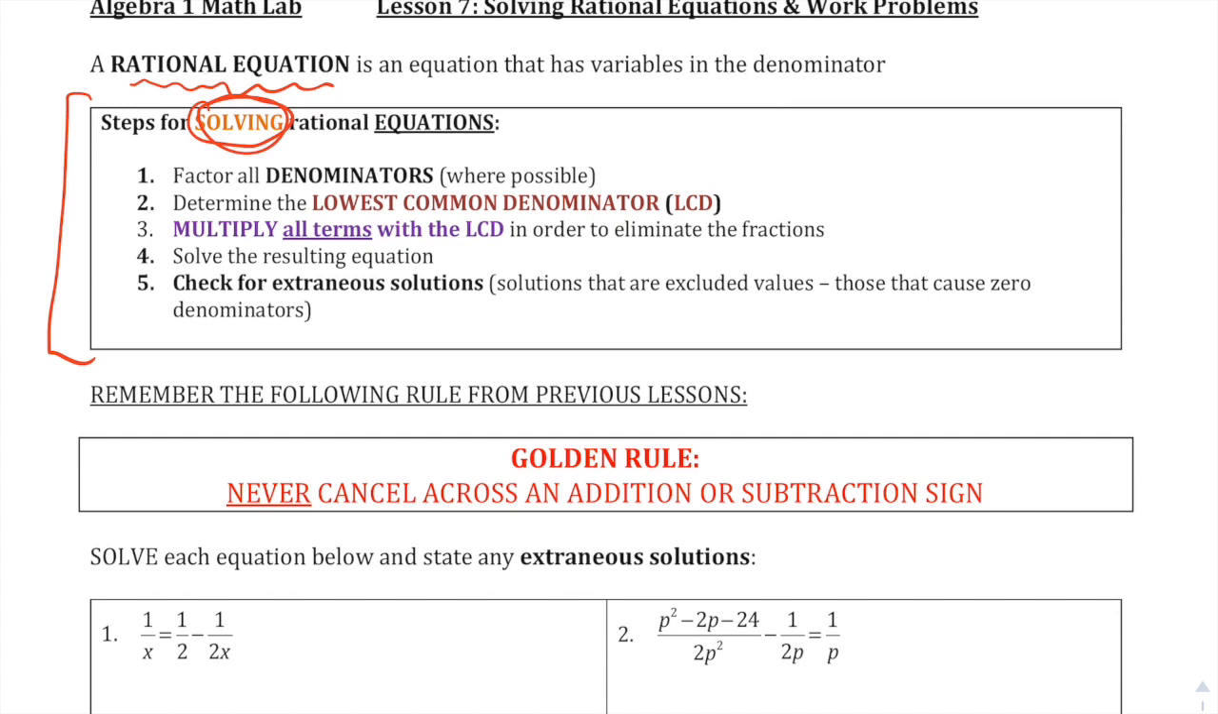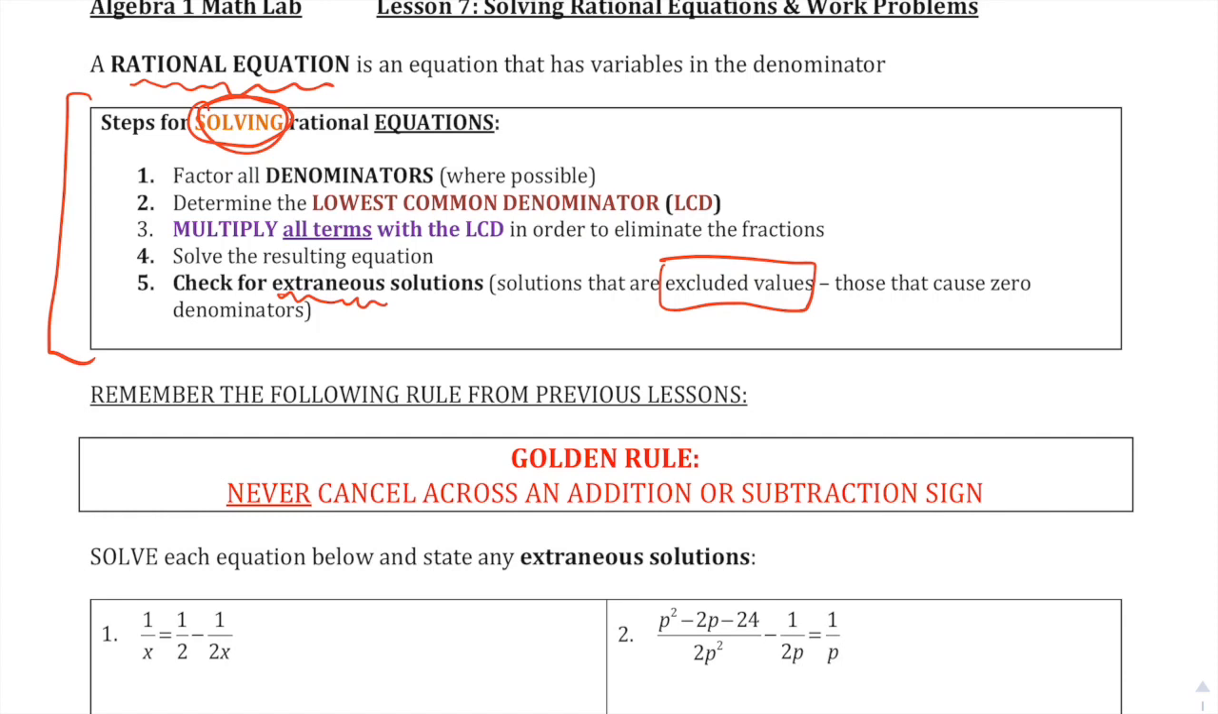Final piece of the puzzle, we have this idea of something called an extraneous solution. This is just where the answer to the equation ends up being one of the excluded values, and hopefully you will remember excluded values are the values which cause the denominator of a rational expression to be 0, and you cannot divide by 0, so these are excluded values.